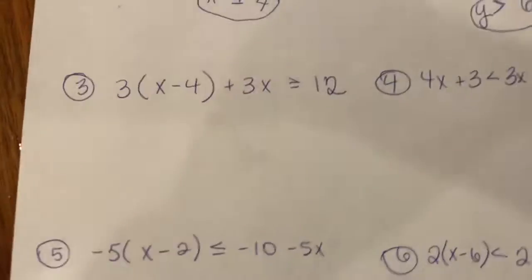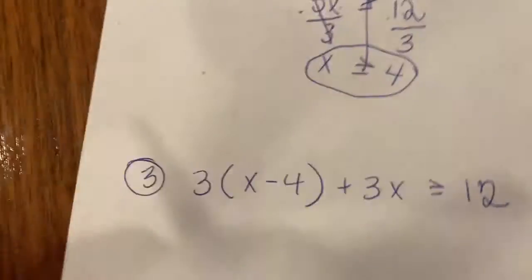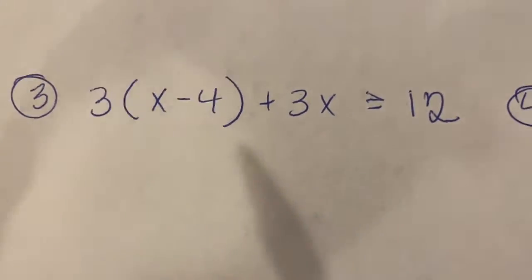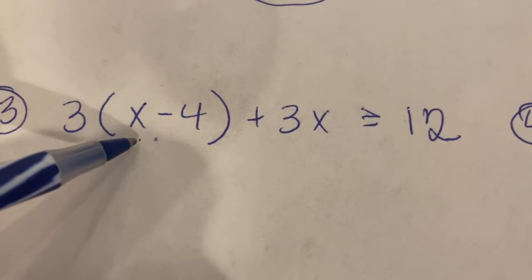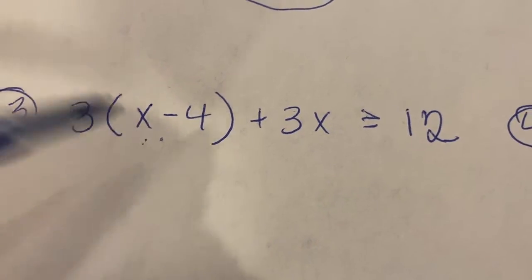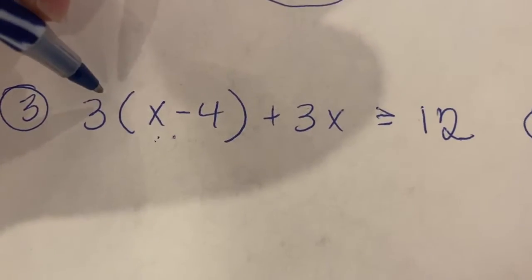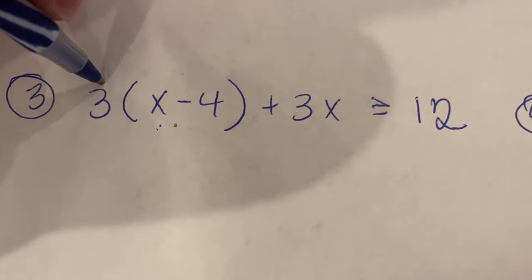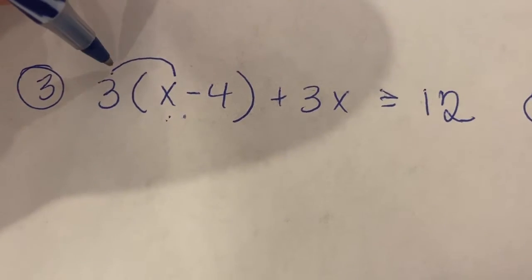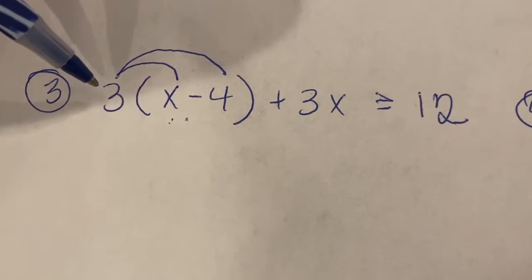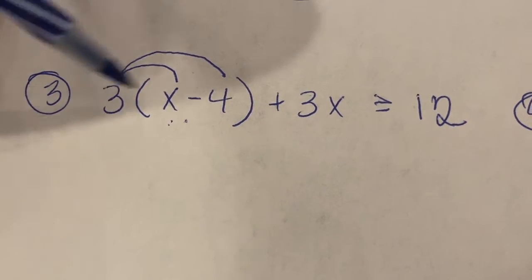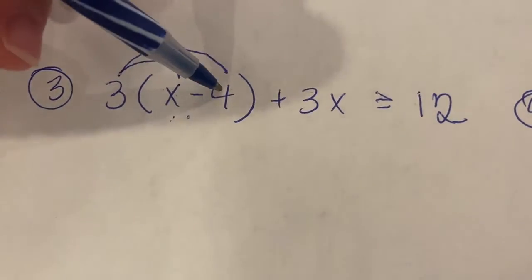Okay, examples 3 and 4 get a little bit more complicated. We have parentheses. So the first thing we need to do when we have parentheses and we're asked to solve is remove them. To remove parentheses, we use a property that you learned way back when called the distributive property. That means we're going to multiply the term outside the parentheses by all terms inside the parentheses.